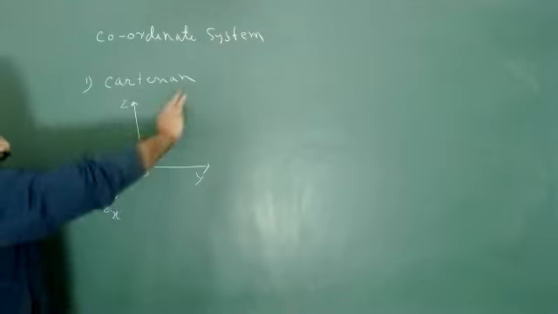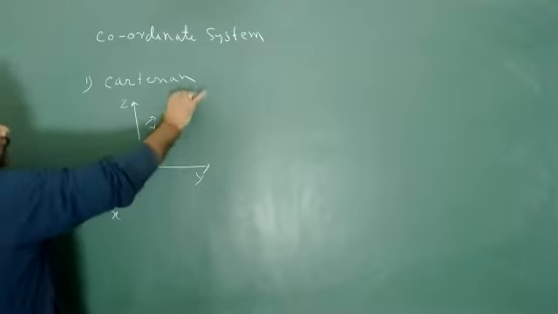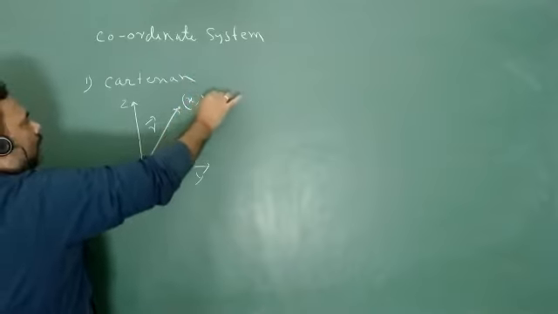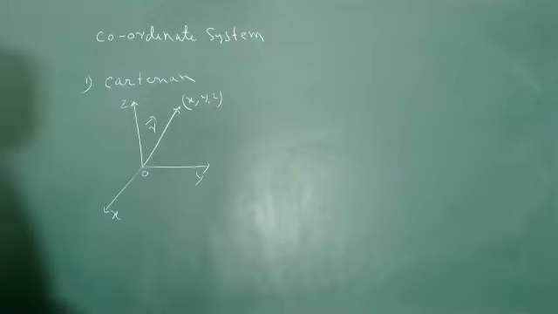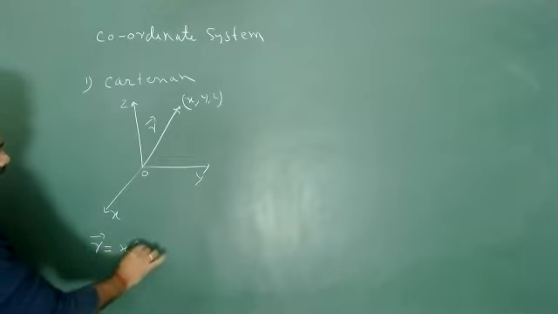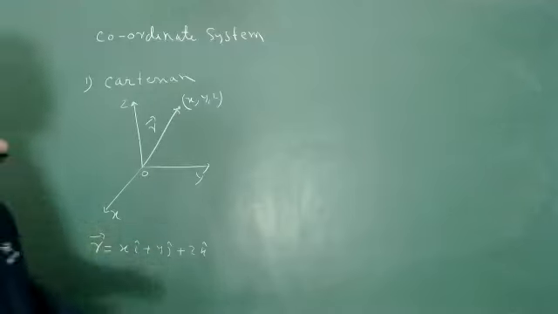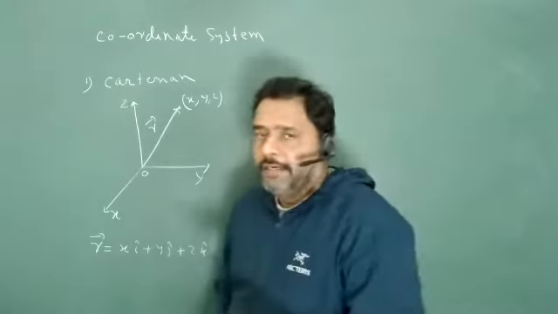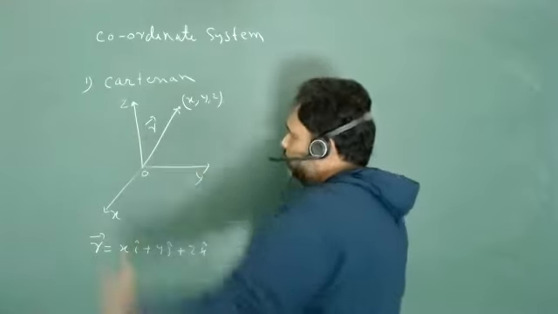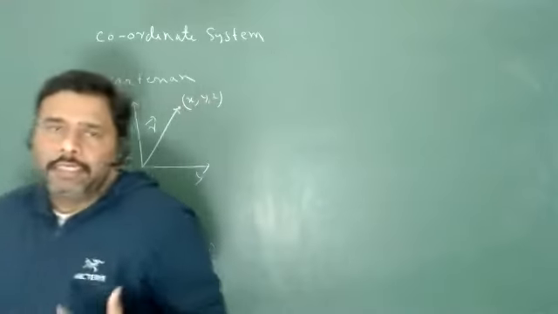Any point in Cartesian coordinate system can be represented by a position vector, whose x direction can be given as x, y, and z are the coordinate of this particular point. And you can write r is nothing but x i cap, y j cap, and z k cap. i cap, j cap, and k cap are uniquely defined. i cap will be unit vector in x direction, j cap in y direction, and k cap in z direction.